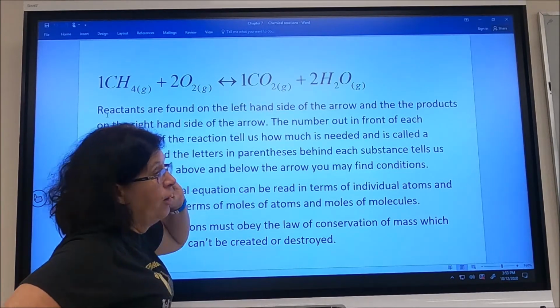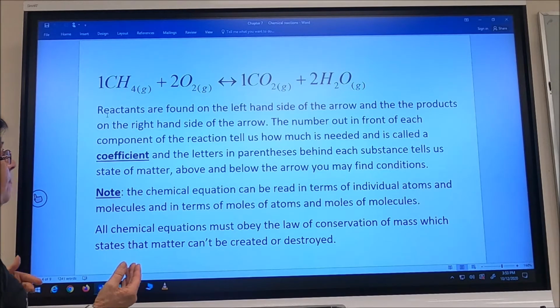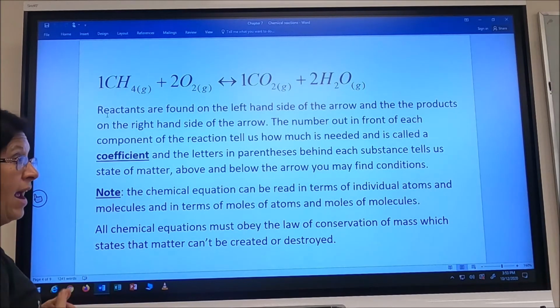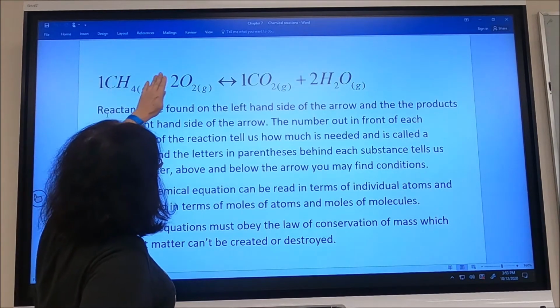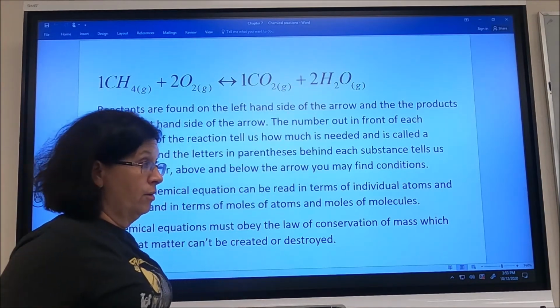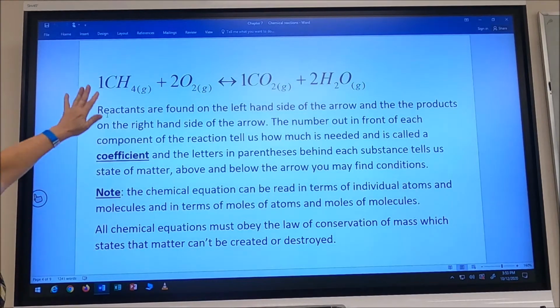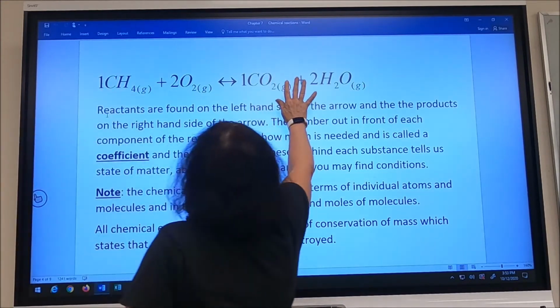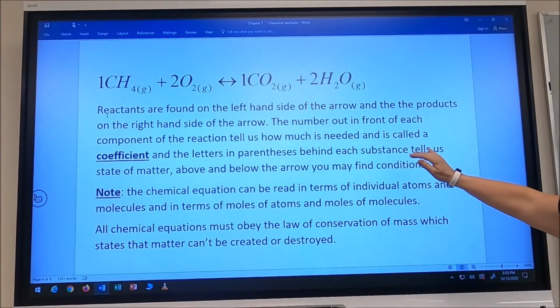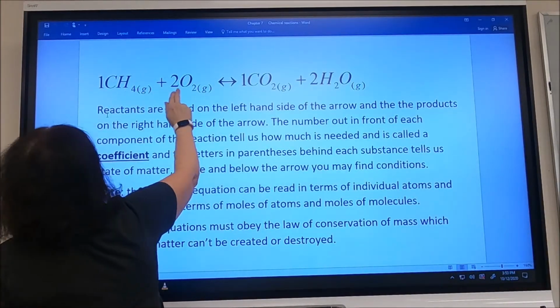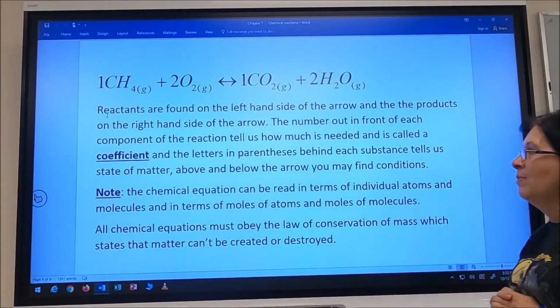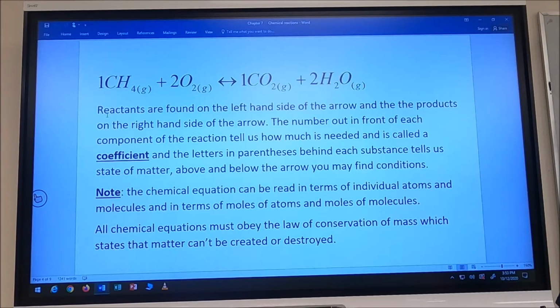The double arrow here indicates that this reaction could run in either direction, but we're running it from methane and oxygen to CO2 and water. Okay? So reactants here are on the left, products are on the right. Now, the numbers out in front of each one of those substances is called a coefficient. And the coefficient tells us how much. Now, I read this thing off in terms of molecules. We can also read it off in terms of moles.